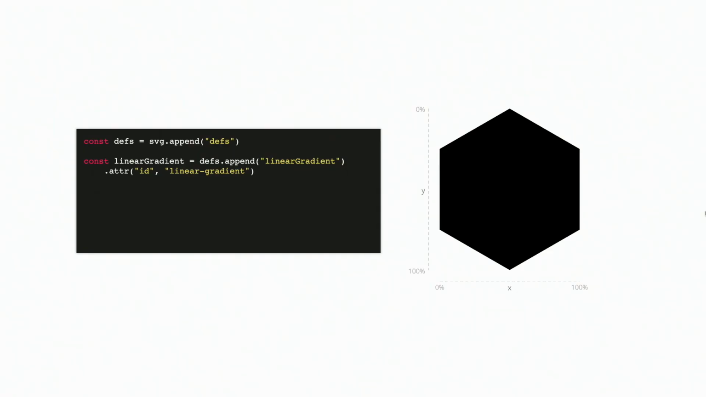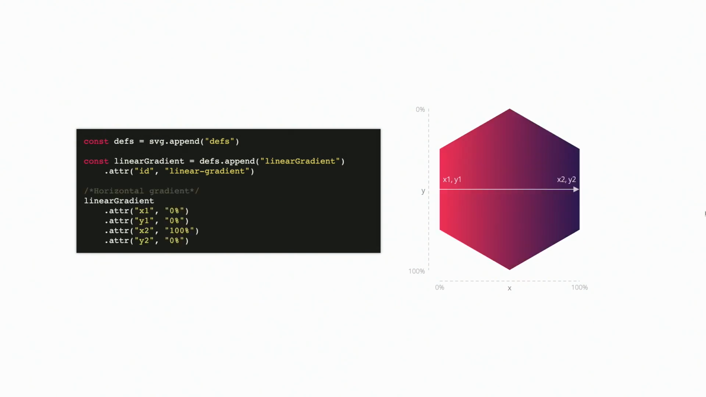So in SVG, there exists a linear gradient element, and you need to nest that within a defs element. defs is short for definitions, and it holds special things such as gradients and filters. You need to give it some unique ID so you can reference it again later on, and then you set the direction along which you want this gradient to run along your shape.